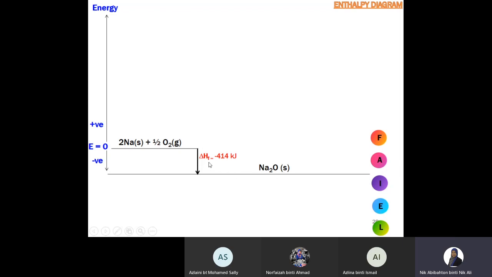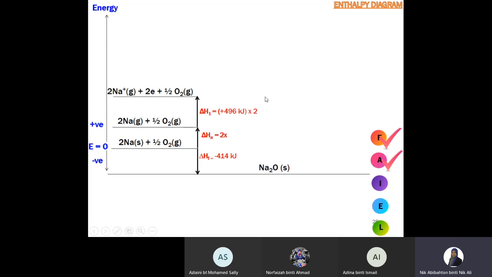Write the value of the enthalpy for the formation, negative 414 kilojoule. So the arrow going down, because the value of the enthalpy is negative. Settle with the formation, we proceed with the atomization. What does the question want? Enthalpy of atomization. So for the enthalpy of atomization, 2 moles of sodium solid will produce 2 moles of sodium gas. We already looked just now why we have 2 here. Same for this enthalpy diagram, we write 2x. No changes for the oxygen, just copy it back.